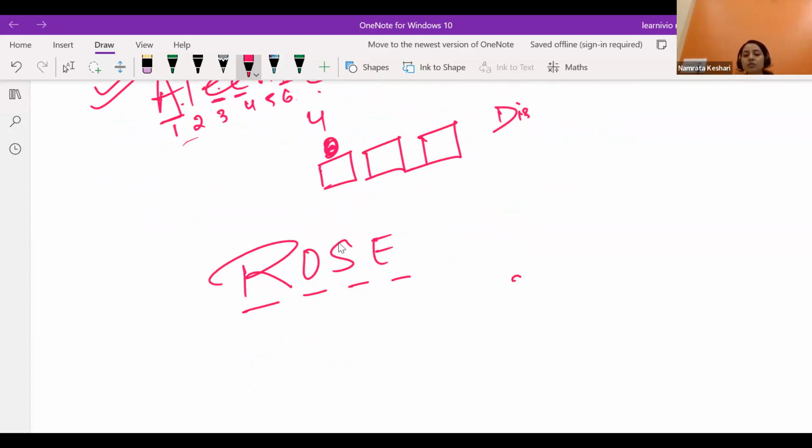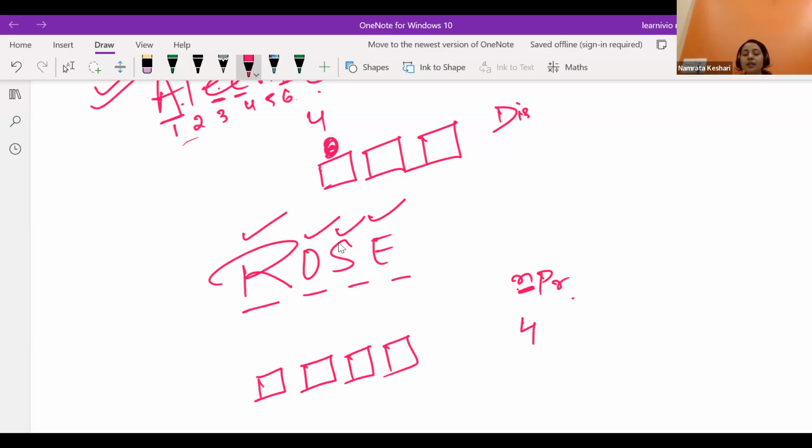If we try using the formula nPr, what is n? What is r? n is the total number of letters, total places. So total: one, two, three, four. Four letters we are having. And what do we want to create? We want to create a four-letter word only. So r is also four.